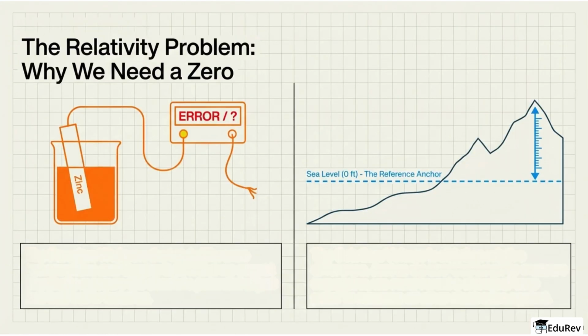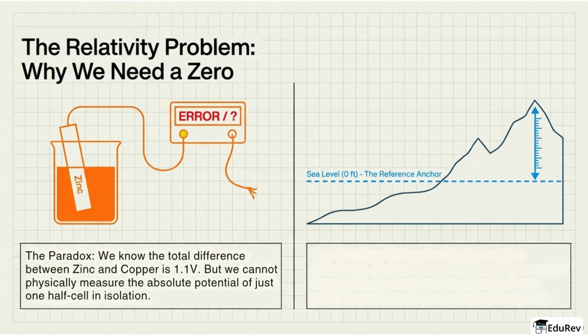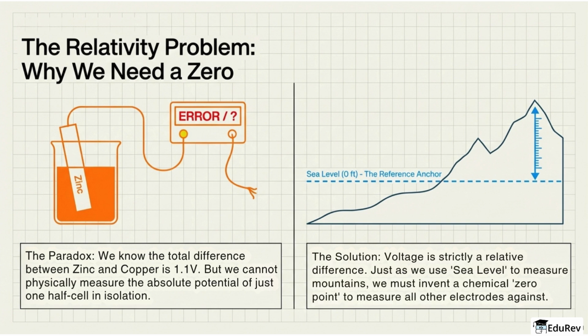Now we deal with a very important conceptual problem. Voltage is relative. You can know the difference between zinc and copper, but you cannot directly measure the absolute potential of a single half cell in isolation. That is why electrochemistry needs a zero reference point. The analogy with sea level is perfect here.